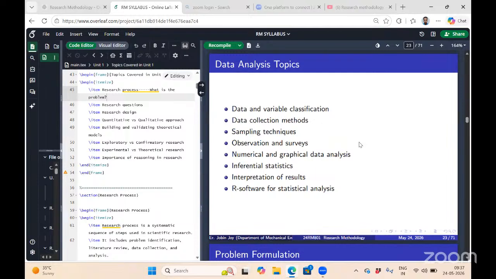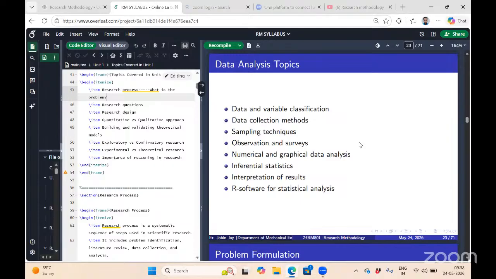And finally, we have to interpret our results. That means we have to explain the meaning of research findings. That is what is called interpretation of results. For example, if we have some statistical outputs, we have to explain them. If we have some experimental results, we have to compare them. Then drawing research conclusions, identifying research trends, and also verifying the hypothesis.